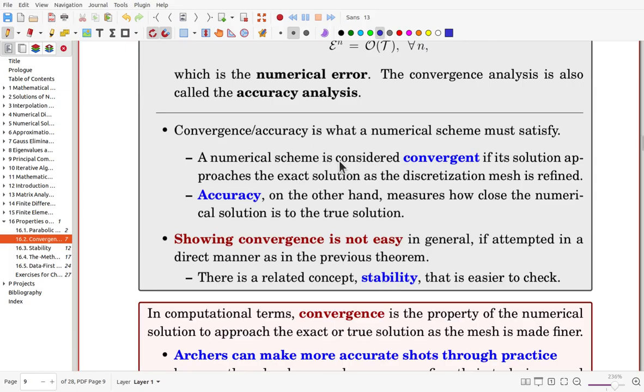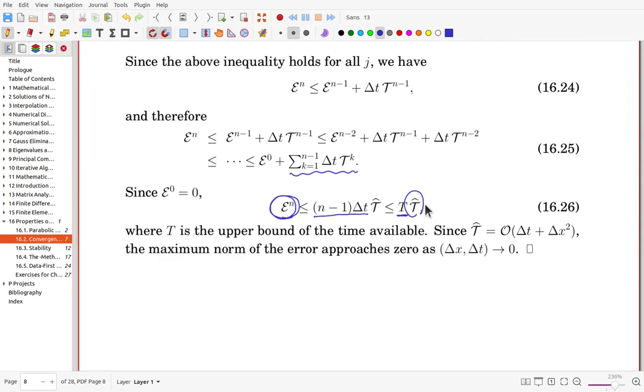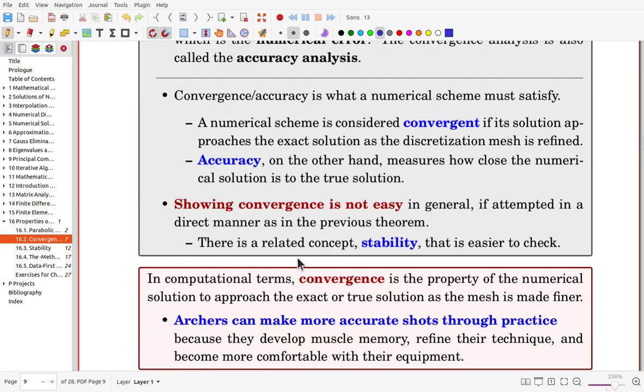Okay, a numerical scheme is considered convergent if its solution approaches the exact solution as the discretization parameter is refined. On the other hand, accuracy measures how close the numerical solution is to the true solution. So accuracy is a sort of measure. The convergence is a sort of behavior. Showing convergence is not easy in general. So we try to show the convergence for this simple problem, but once the problem is general or nonlinear, then the convergence proof is so hard, so there is a related concept called stability that is easier to check.